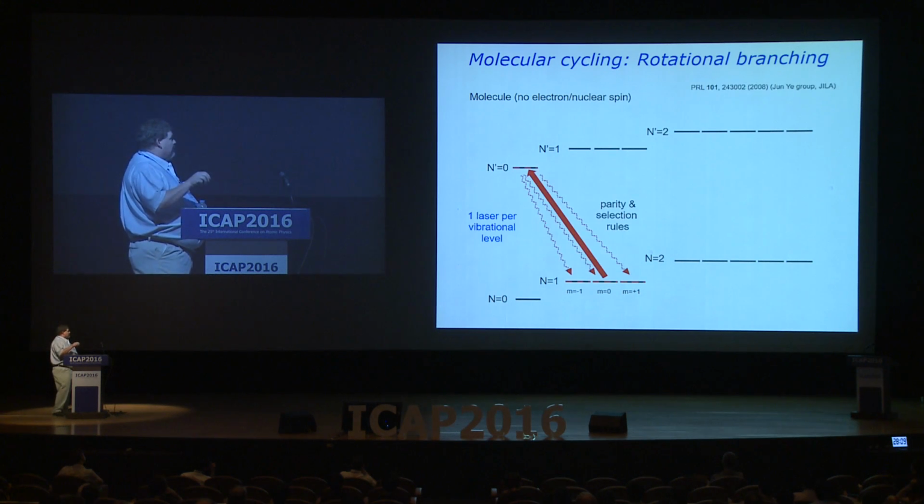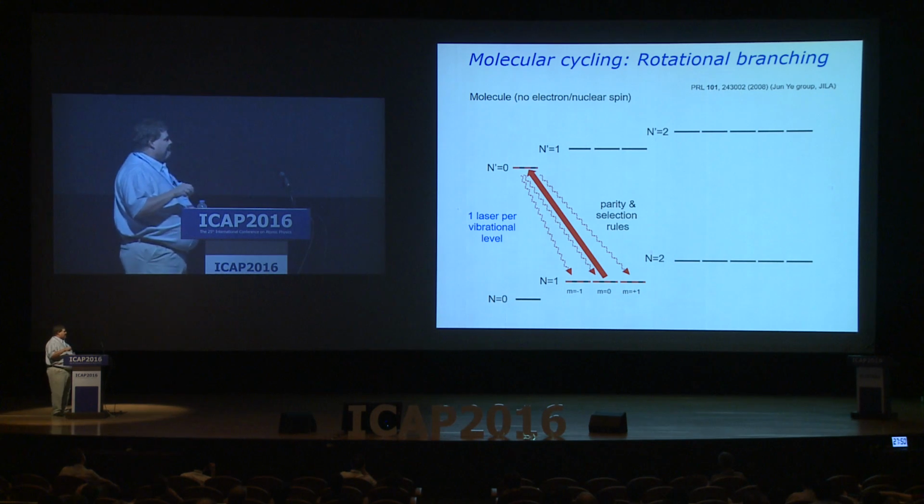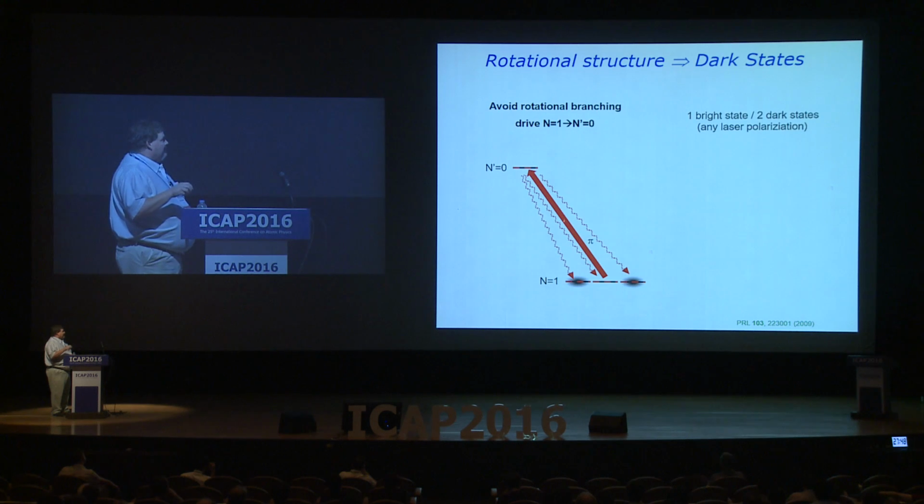Another trick which has been important was pointed out by Di Carlo's group in 2008, which is that to avoid rotational branching, you can drive from a state with angular momentum 1 to a state with angular momentum 0. Then selection rules ensure that you only go back to the original state you started from. So don't cycle from the ground state, cycle from the first excited state. And that's very convenient, but it does cause some problem because for any given laser polarization, there are always dark Zeeman sublevels in this lower state with a larger angular momentum than the excited state.